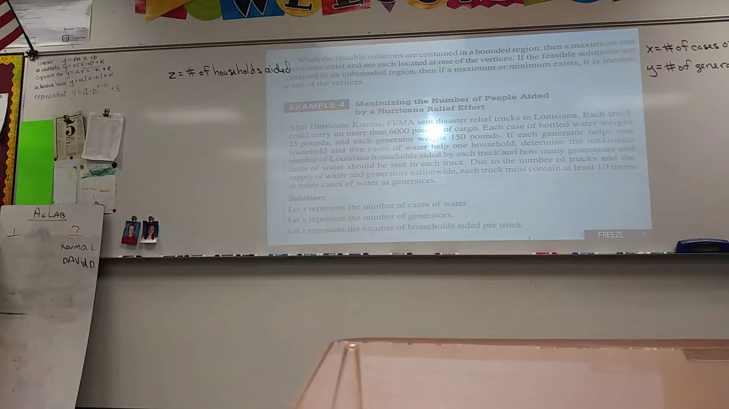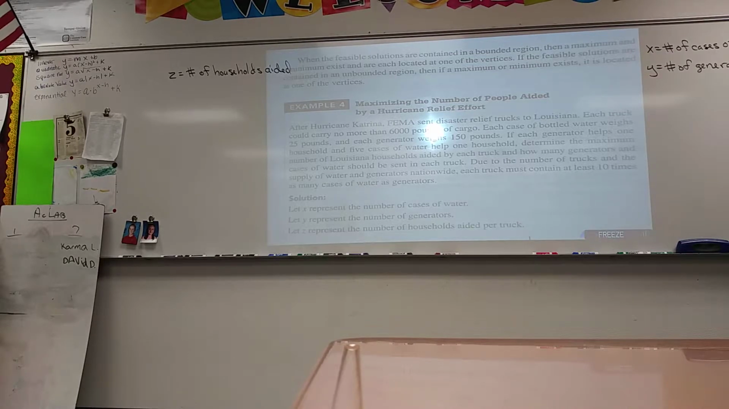Okay, what's next? Our constraints. Do you see any info in there that might be where we're going to get the first inequality? Each truck must contain at least 10 tons. Okay, so help me out. Give me the first inequality. No more than 6,000. X plus y. I think x is less than or equal to 6,000.